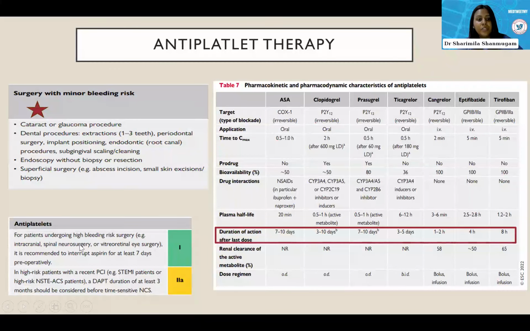So how about patients that are high bleeding risk? Another surgery for the eye, vitreoretinal eye surgery, we also get some referrals for this. These patients are at high bleeding risk. So for aspirin, again to emphasize, at least 7 days.